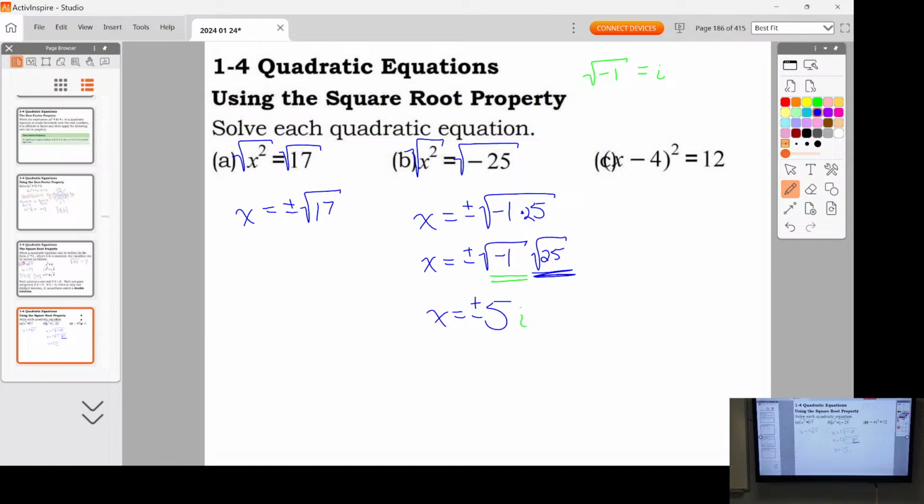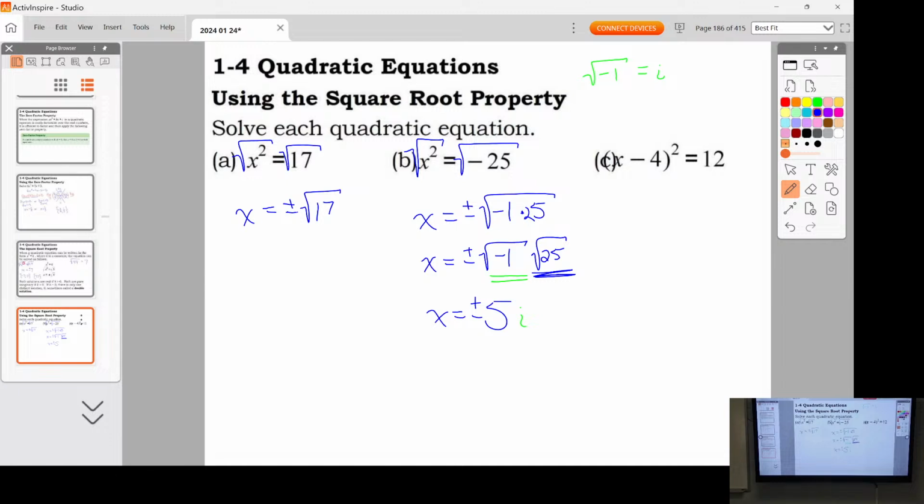Questions on part B? The square root of negative 1 is always going to be i. So the square root of negative 36 would be 6i. Square root of negative 4, 2i. All good?